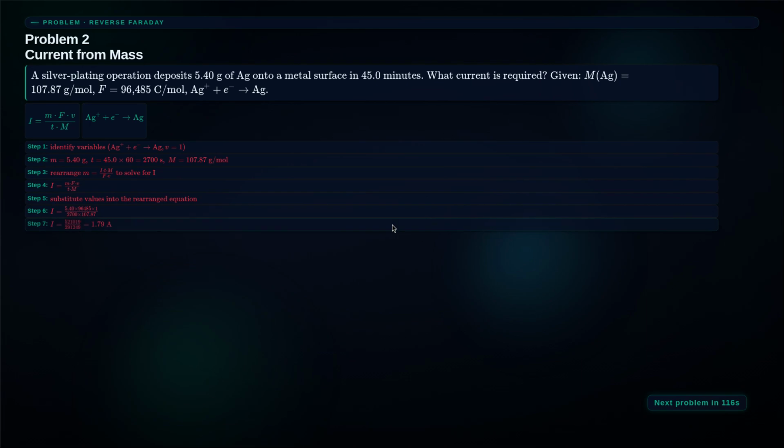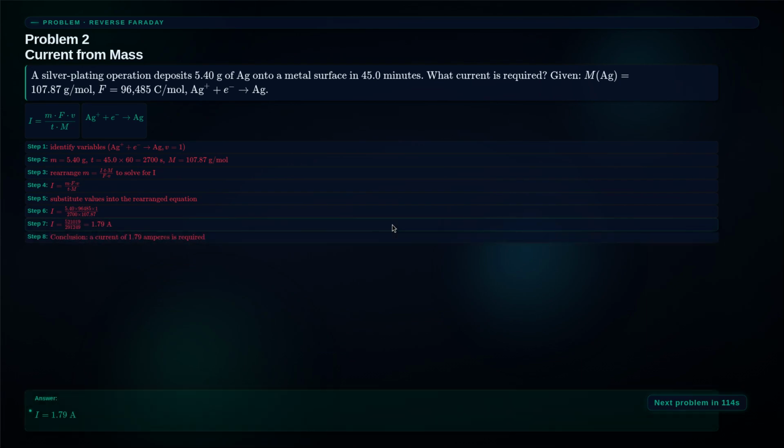Problem 2. A silver plating operation deposits 5.40 grams of silver onto a metal surface in 45 minutes. What current is required? The molar mass of silver is 107.87 grams per mole. Step 1. The half reaction is Ag+ plus 1 electron yields silver metal, so v equals 1. Mass is 5.40 grams, time is 45 minutes times 60 equals 2,700 seconds.